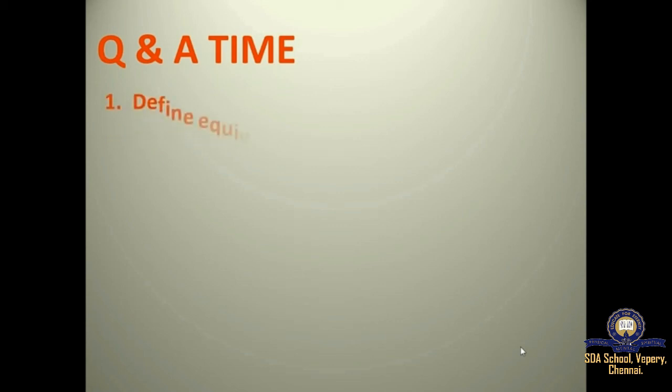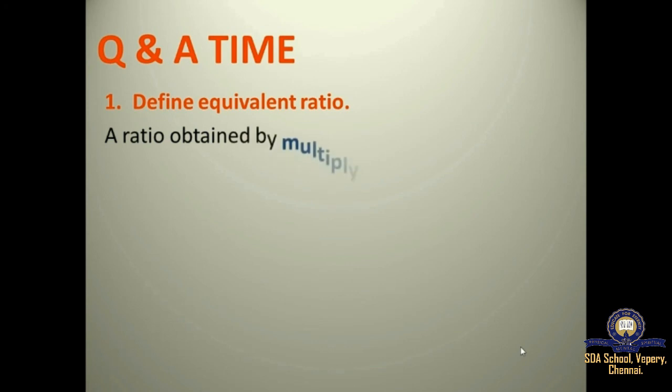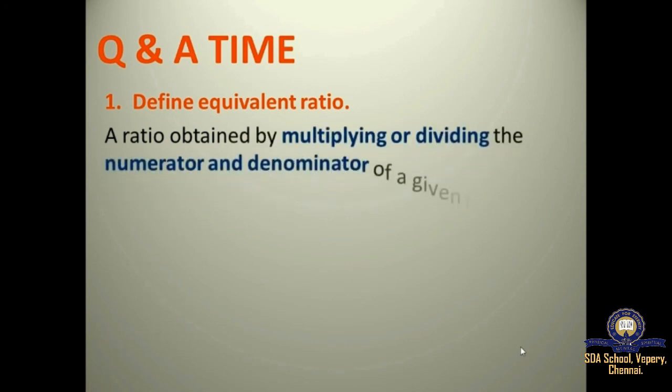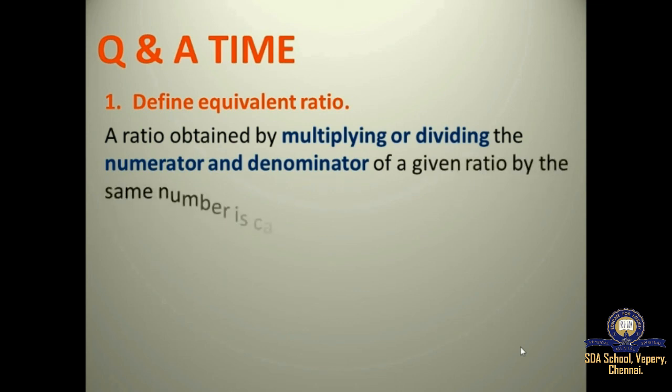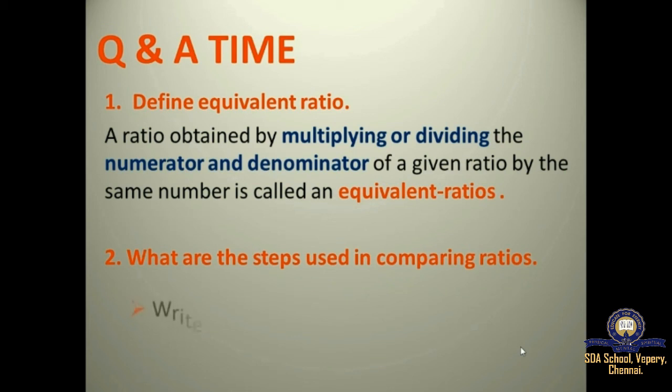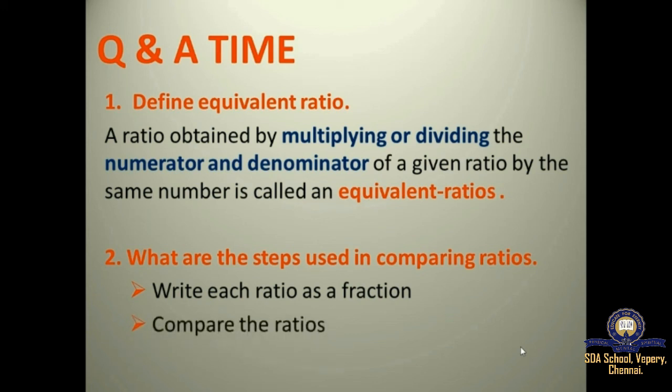That's all, students. Now it's time for question and answer. So define equivalent ratios. Yes. A ratio obtained either by multiplying or dividing the numerator and denominator by the same number is called an equivalent ratio. Excellent. Now we'll move to the second question. What are the steps used in comparing ratios? Yes. So the first step is you'll be representing the ratio as a fraction, and the second step is you'll be comparing the ratios. Very good.